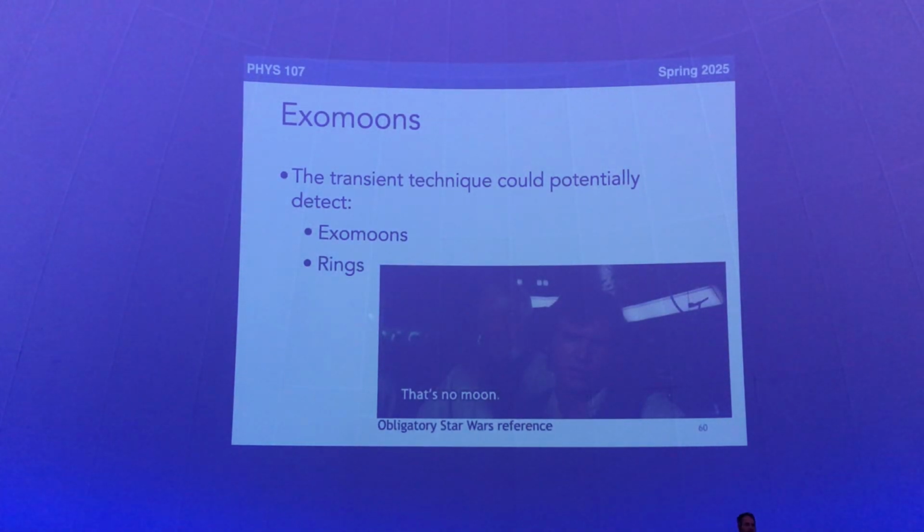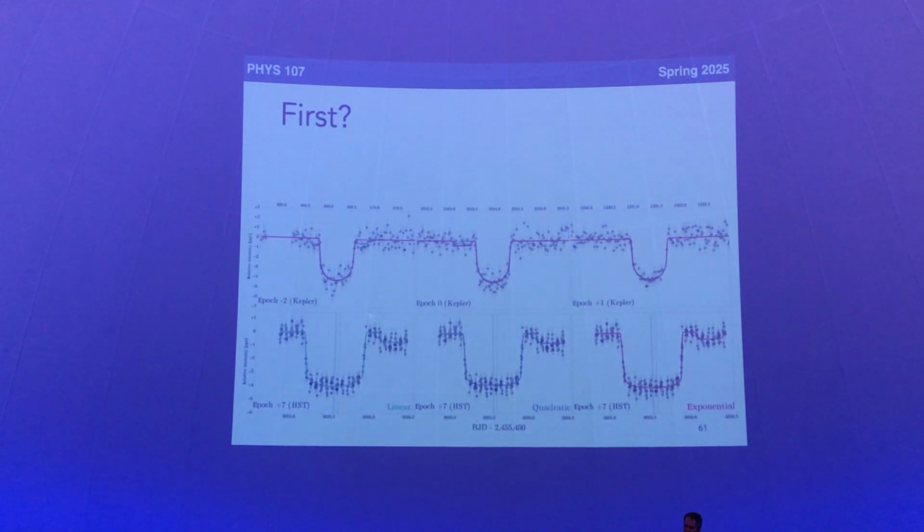All right, so last fun thing, this has a lot to do with this, but the transit method got so good that we started noticing other things there as well. And you know, when you say exomoons, you have to make this joke basically that you say that's no moon, but we can find rings and exomoons this way as well.